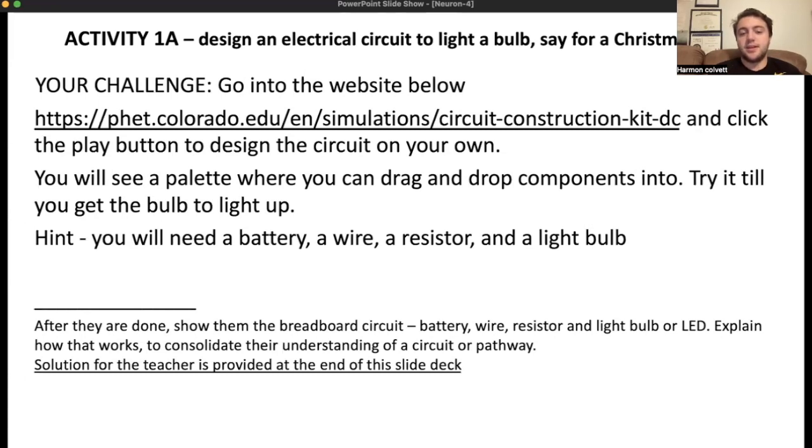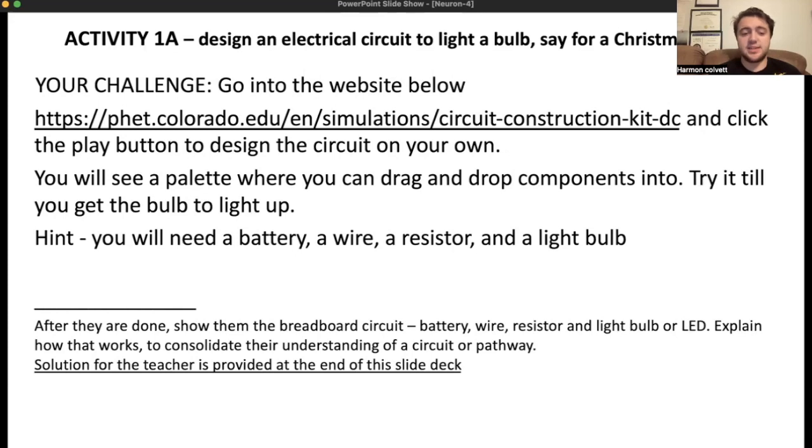But my favorite thing to ask is always, if you were to go to Lowe's and make a shopping list of everything you needed, what would you need? And we can see here in this hint is a battery, a wire, resistor, and a light bulb. And then you can add a switch too if you'd like. That's the next step, but that's a good way to start. What would you need if you were going to go to Lowe's and make this yourself?